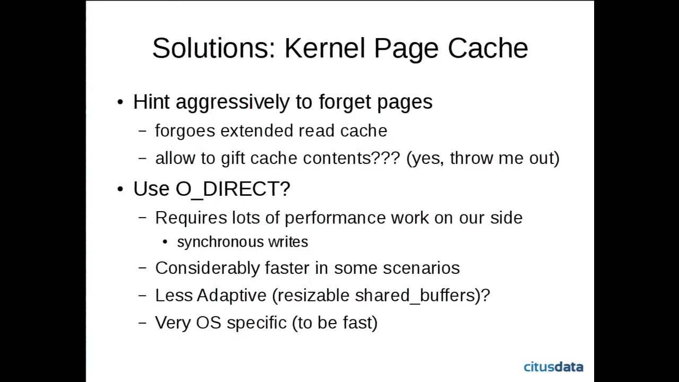One of the relatively easy to implement ways would be to just hint the kernel whenever we've written something, oh yeah, forget about that, right? And remove it, and whenever we've read something, also say, yeah, kernel, please forget about this page. Unfortunately, that doesn't really help make any use of the page cache anymore, because if we forget about a page in memory, then it's also forgotten on disk in the OS page cache. So the current effect of making the page cache a read-only extension of shared buffers doesn't work anymore.